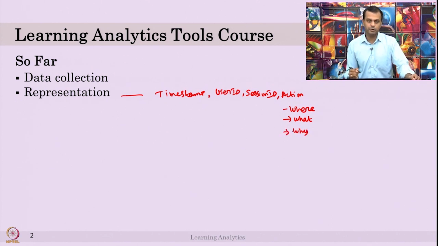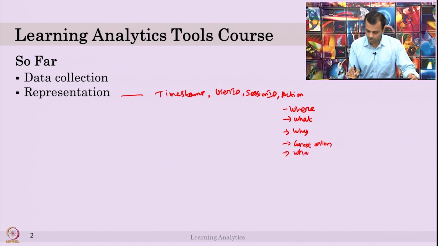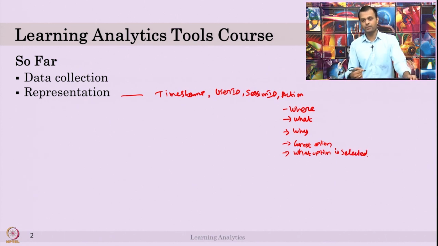Also, if they are answering some questions in a quiz or in online assignments, please think about what option they select and what was the correct option. So, if the action is answering an MCQ, you need both the correct option and what option is selected. So, think about all these things, the correct option and what option is selected. So, this is the action and the contextual information.